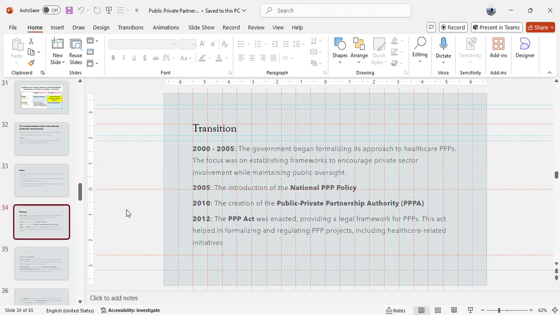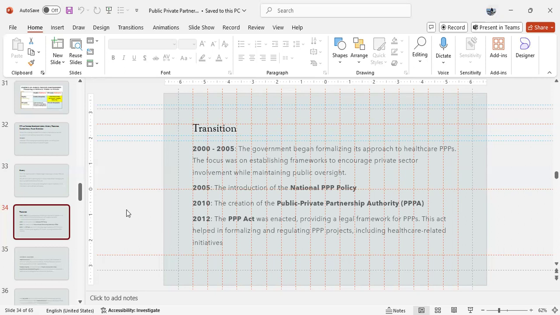Transition. During 2000 to 2005, the government began formalizing its approach to healthcare public-private partnerships. The focus was on establishing frameworks to encourage private sector involvement while maintaining public oversight. In 2005, there was introduction of the National Public-Private Partnership Policy.